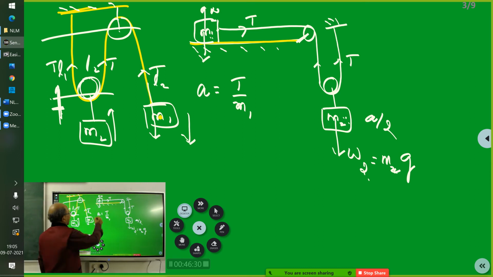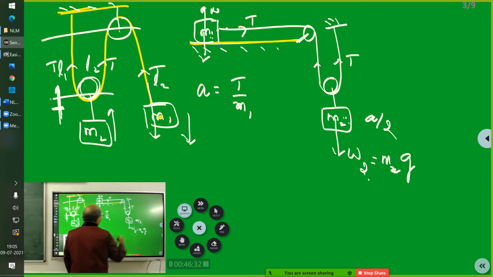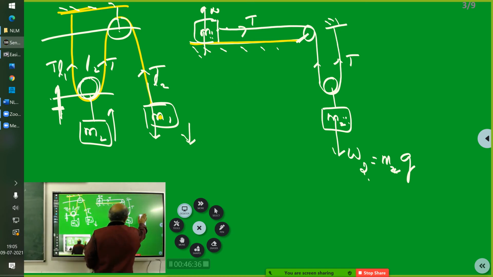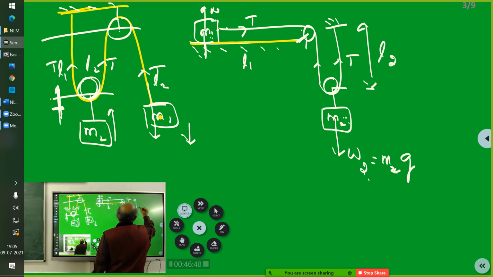If this is A, this should be A by 2. Okay, you have doubt? Then if you have doubt in the exam, you quickly prove. How will you prove? Take this length to be L1, the length of the string. And take this length to be L2.